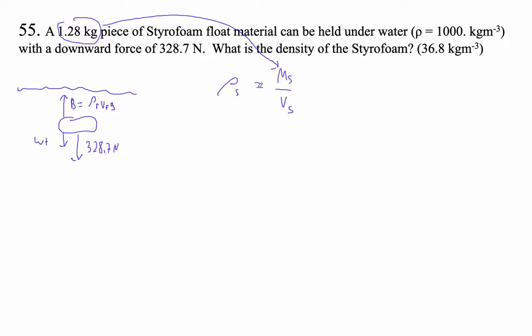All right. So in this situation, we know that negative 328.7, the weight of this thing is going to be minus 1.28 times 9.81, plus the buoyant force is going to equal 0, right? Is that right? I think so. So the buoyant force is just 328.7 plus 1.28 times 9.81.